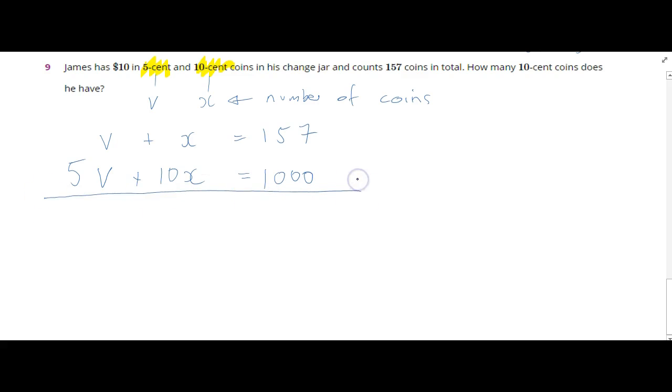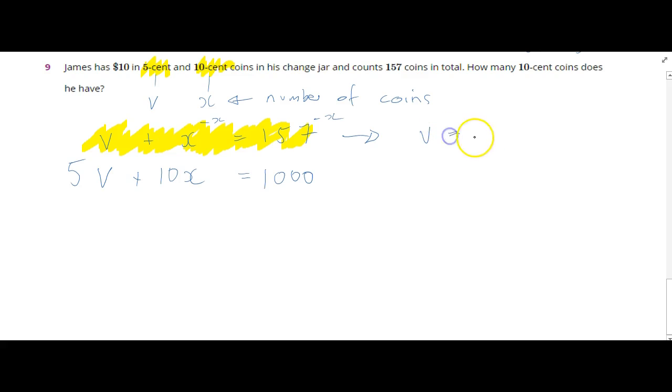So let's work that through. We've got two equations with the same variables in them. Now I'm going to use substitution to do this, and I'm going to show you how. We can really easily manipulate this equation to make V or X the subject. I'm going to make V the subject. To get V as the subject, I'm going to minus X from both sides. So my new equation will be V equals 157 minus X.